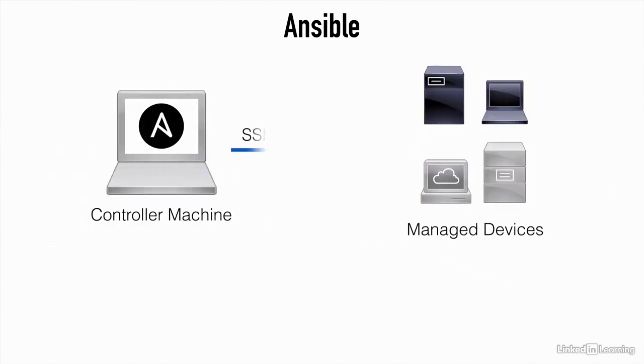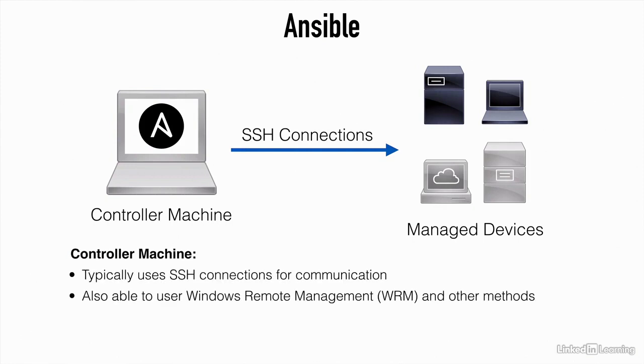The management node is referred to as the controller machine, and this is the machine where Ansible is installed. This is the only piece needed in the deployment, so you can see that this is a much easier model to deploy as compared to those agent-based models that we've looked at. The controller machine communicates via SSH as its most common method, but it also has the capability of using Windows Remote Management and a few other methods based on what the client needs.